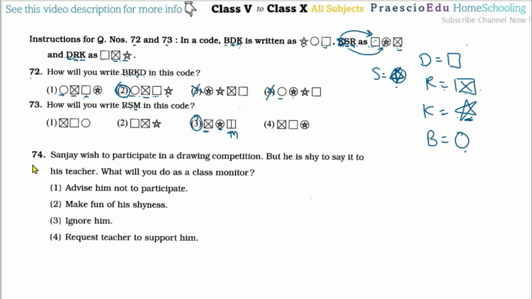Then question number 74. Sanjay wished to participate in a drawing competition, but he is shy to say it to his teachers. What will you do as a class monitor? So you will request the teacher to support him. So option number 4 is the correct one.